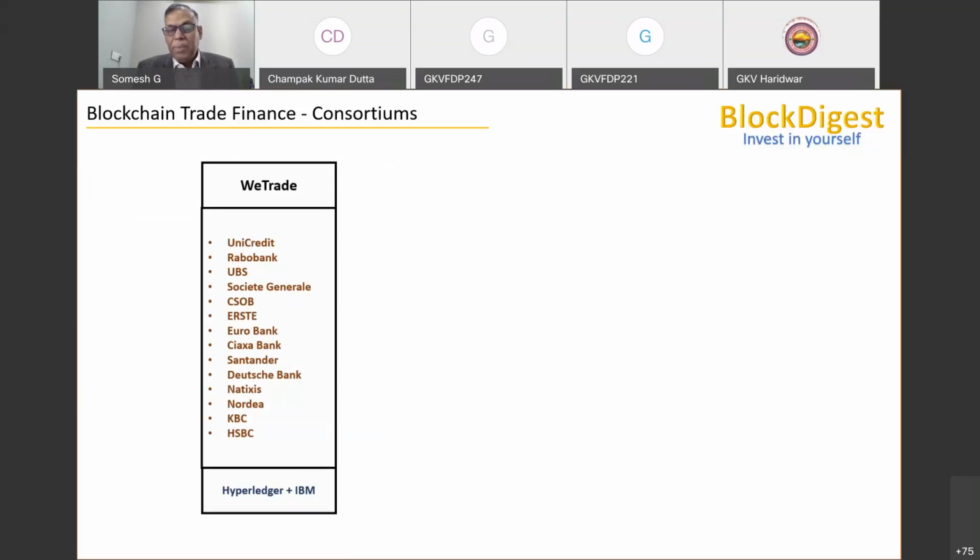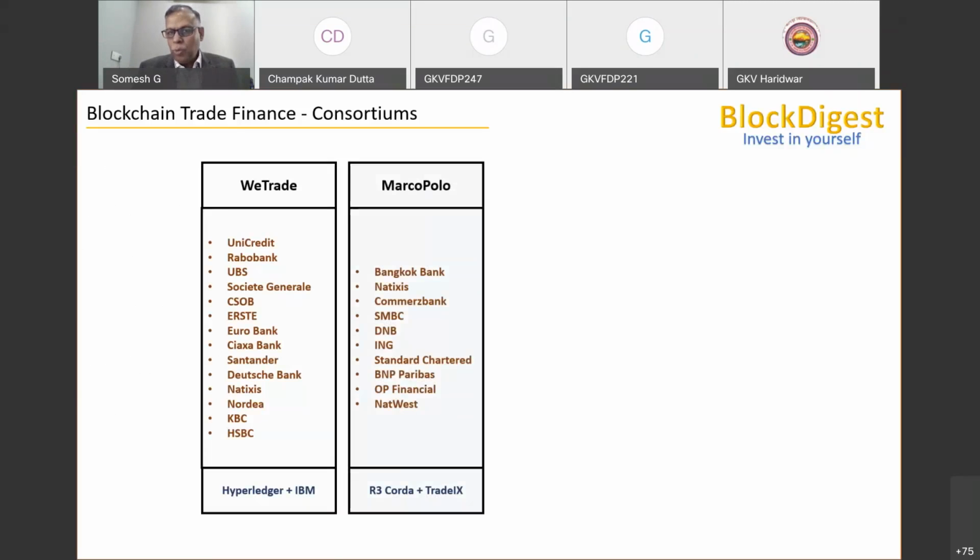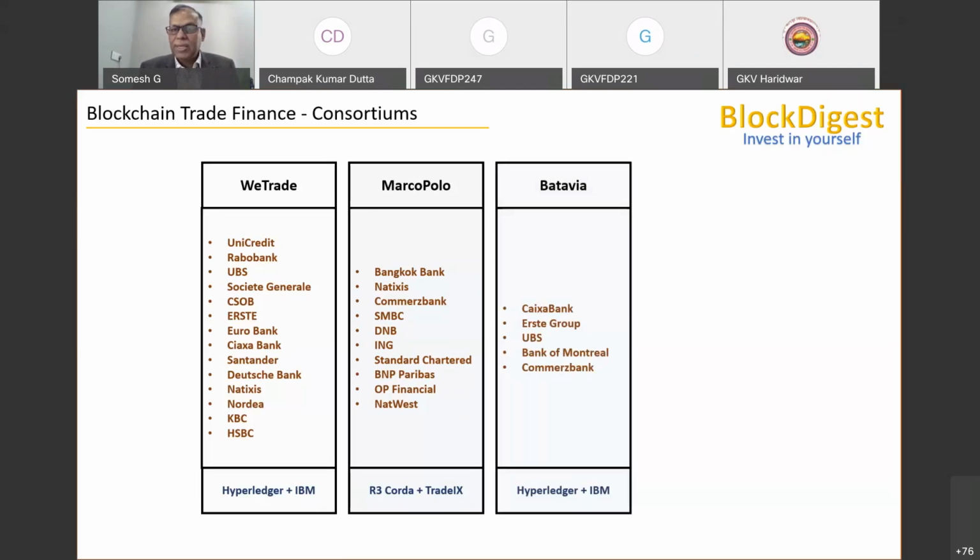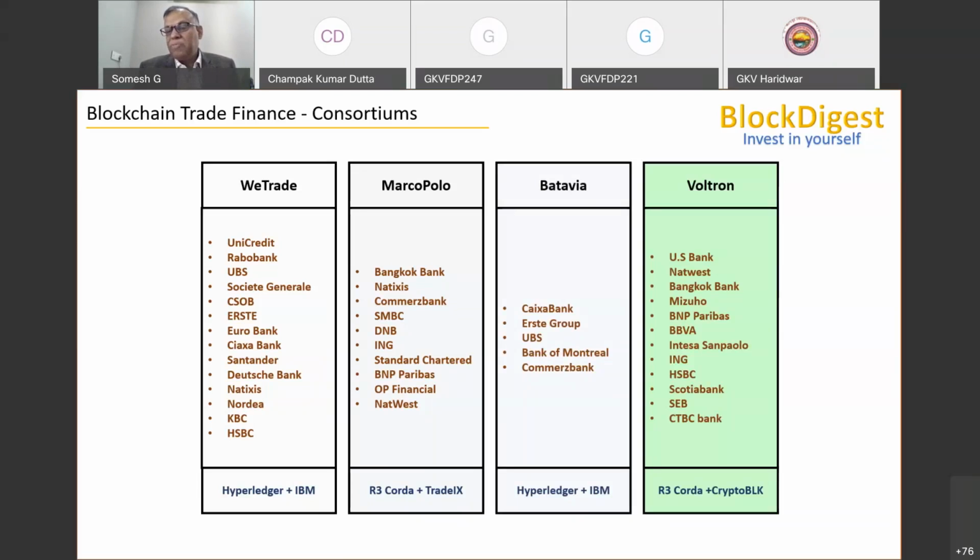For example, IBM is instrumental in creating VTrade, where some of the large banks like UniCredit, Rabo, SocGen, CIXA, Santander, etc. are there. Marco Polo, which is R3 on Corda, along with a technology company called TradeIX, where Bangkok Bank is there, DNB is there, BNP Paribas is there, OP Financial from Finland is there, StanChart is there. Another one that Hyperledger and IBM created is Batavia. And then R3 has created one with CryptoBLK, primarily for Far East and US and Canada. Scotiabank is there, Bank of Nova Scotia, CTBC Bank is there, ING, BBVA, and so on and so forth.